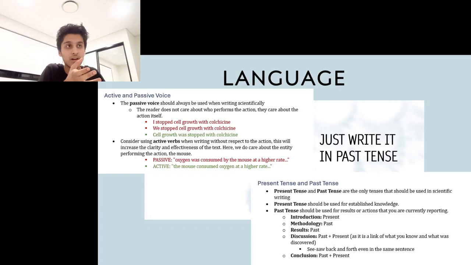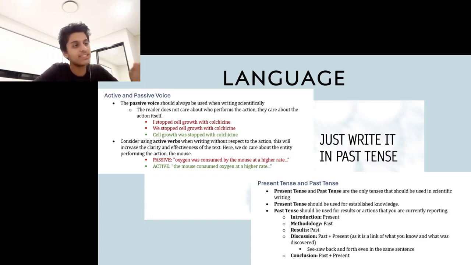So when you talk about cell growth and things like that, in this case the better one would be "cell growth was stopped with." Here we're only focusing on the action. We don't care about the person that performed the action. So that's something you want to use. Now, if you want to make it sound more succinct, you can also consider using active verbs. "Oxygen was consumed by the mouse at a higher rate." See, that takes up more words, but if you use active verbs, you can say "the mouse consumed oxygen at a higher rate."